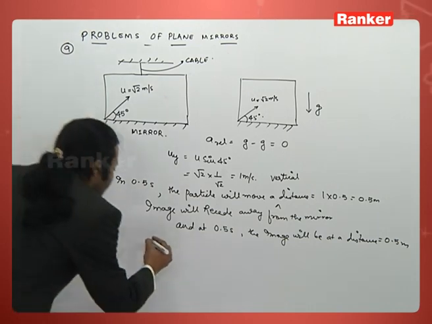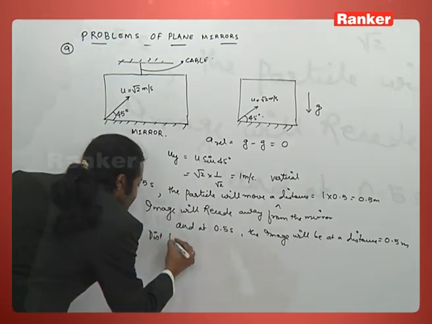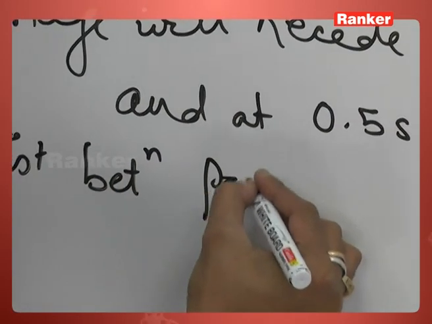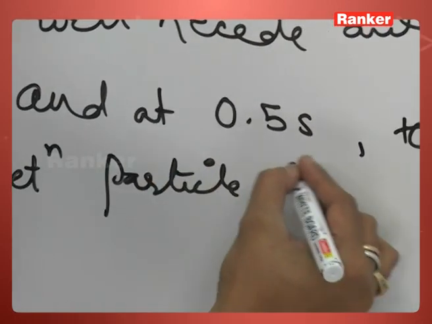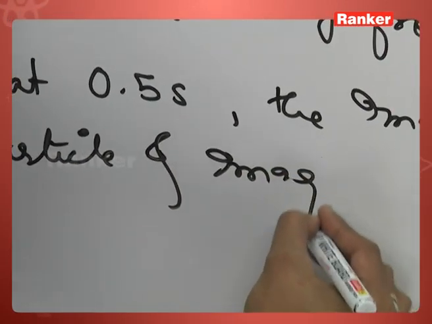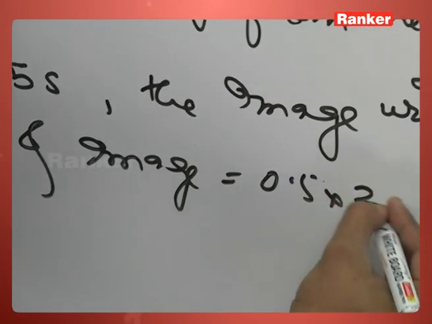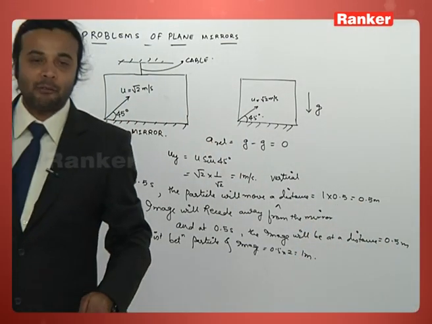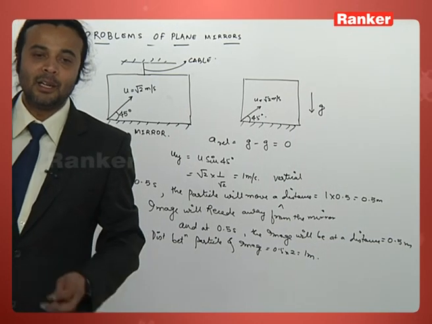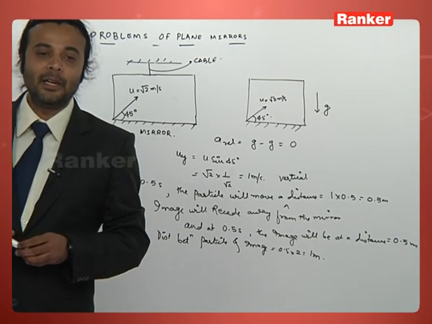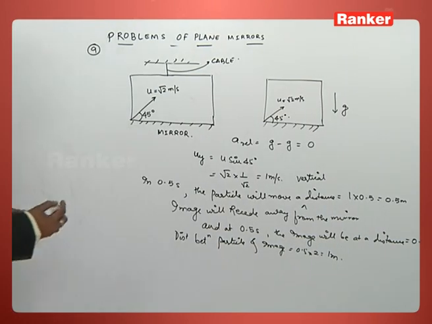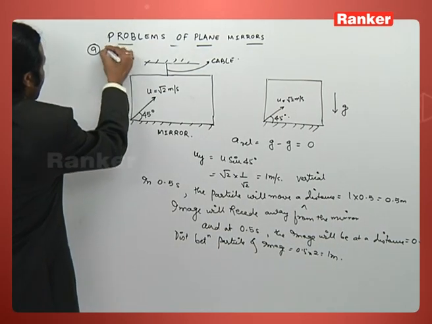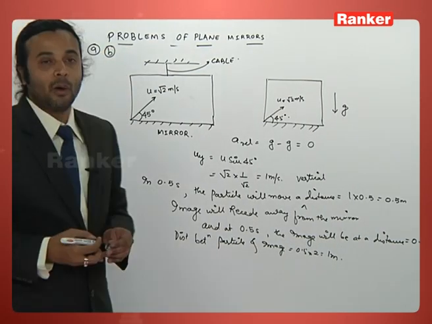I can write the distance between particle and image is 0.5 into 2, that is nothing but 1 meter. So options are given as option A 0.5 meter, option B 1 meter, option C 2 meter, option D 1.5 meter, and the correct option will be option B, which is equal to 1 meter.